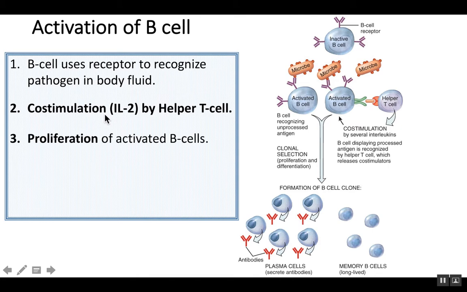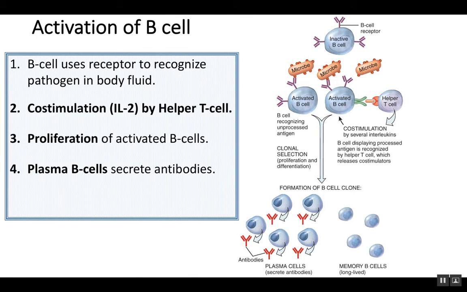This leads to proliferation or cloning of that specific B cell. So we're not going to clone all of our B cells. We're going to clone just the ones that have B cell receptors that can recognize specific epitopes on the pathogen that's present. This proliferation leads to cells that are going to be secreting large amounts of antibodies. Those are known as plasma cells or plasma B cells. So plasma B cells are the B cells that were activated, cloned, and are releasing the antibodies.